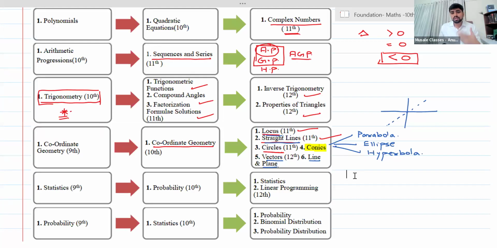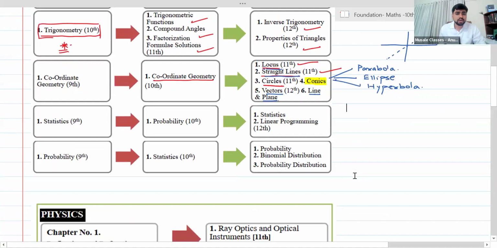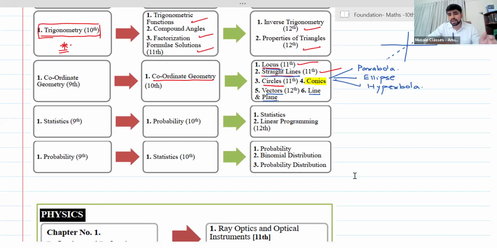We use circles also over there. So yes, I'm not going to say that these chapters are not important. They are equally important, but they are not continued in 11th and 12th standard directly, unlike the other chapters that I'm mentioning over here. Trigonometry, coordinate geometry, arithmetic progressions, quadratic equations. They are straight away picked up and continued in 11th standard. That is why they are important.